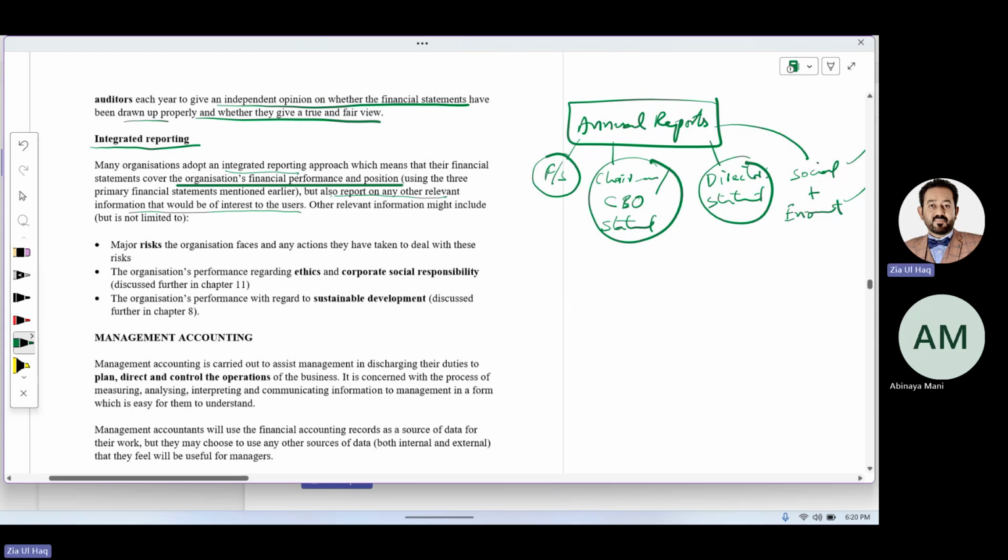The relevant information might include major risks the organization faces and any action they have taken to deal with these risks, how the business is managing its risk, the organization's performance regarding ethics and corporate social responsibilities, and its performance with regard to sustainable development, meaning environmental responsibilities. Along with financial statements, companies have to report their social responsibility as well as environmental responsibilities as well as risk management.